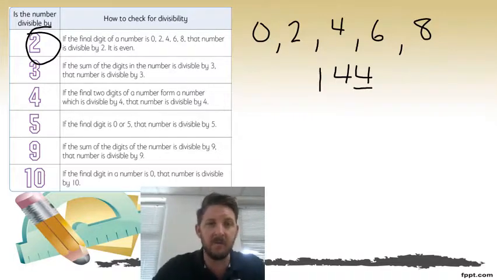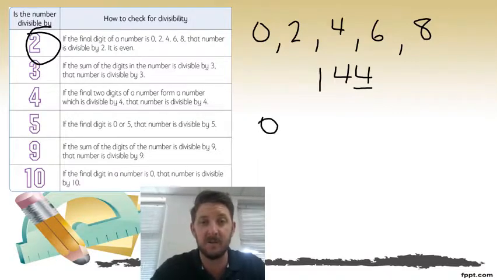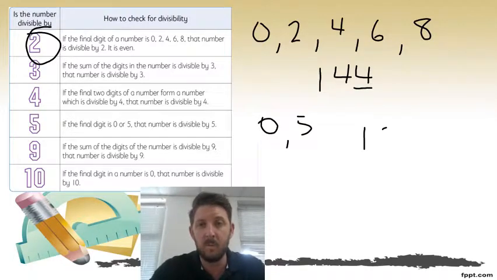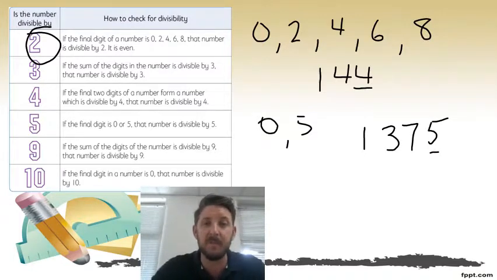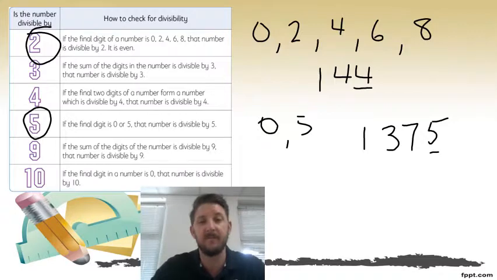If I look at 5s, we know that all numbers that are divisible by 5 must end in a 0 or a 5. So if we look at the number 1375, the last number is a 5, so it must be divisible by 5.